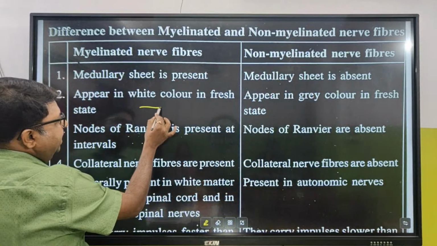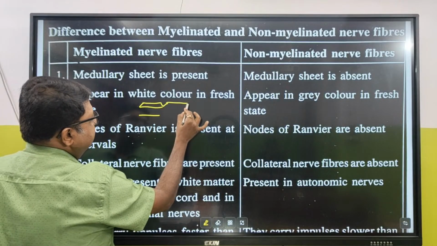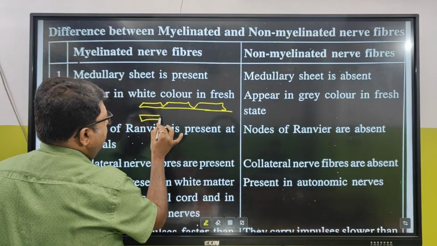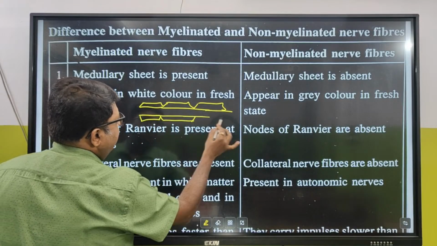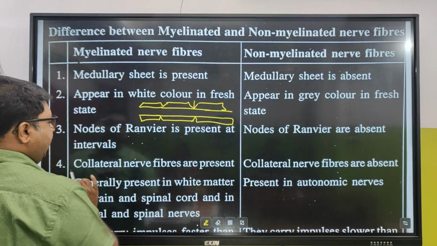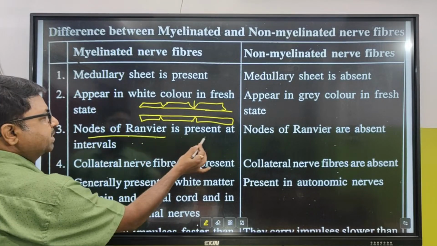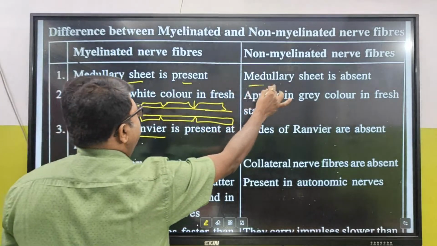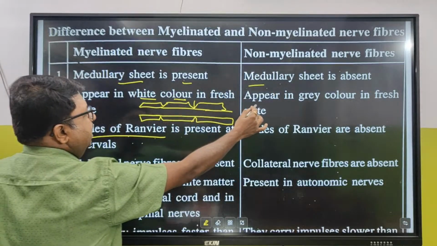So if there is myelin sheath present, what is the gap called? The portion where the axolemma is exposed between myelin sheaths, we call this point the nodes of Ranvier. So definitely they are going to have nodes of Ranvier. Myelinated nerve, medullary sheath is present, appears in white color. Non-myelinated, no medullary sheath, appears in gray color.